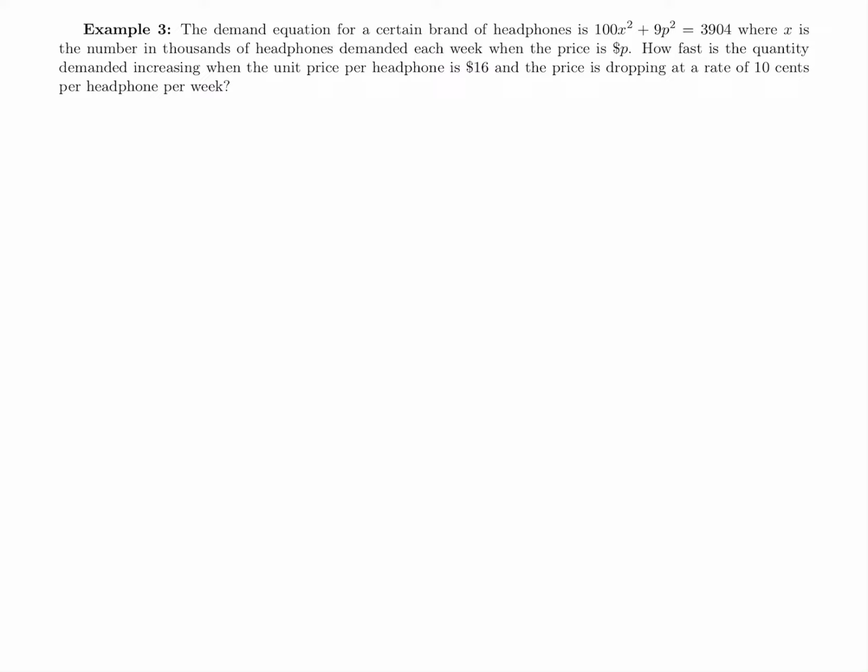In this video, we're going to apply some implicit differentiation to looking at some related rates with supply, demand, and price. We have the demand equation for a certain brand of headphones, which is given by 100x squared plus 9p squared equals 3,904. I already like this problem because I'm not seeing any crazy product rules or anything. My equation looks nice and straightforward: 100x squared plus 9p squared equals 3,904.